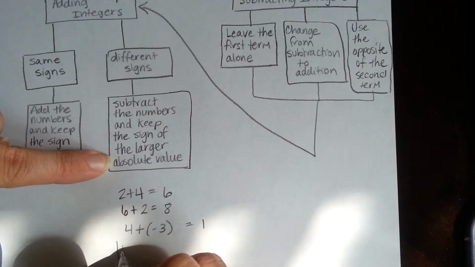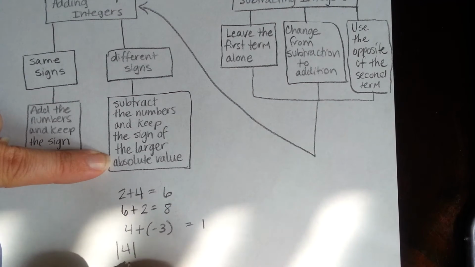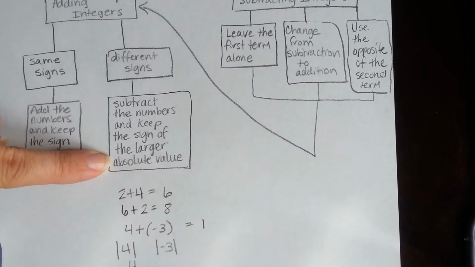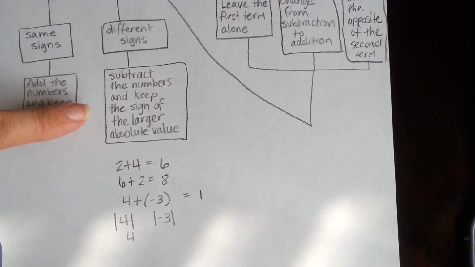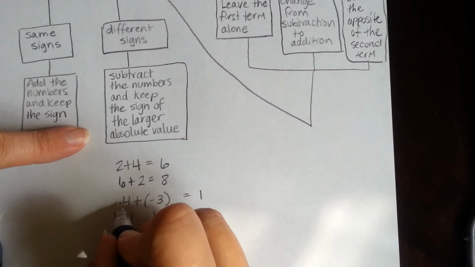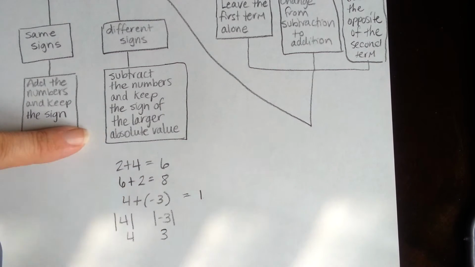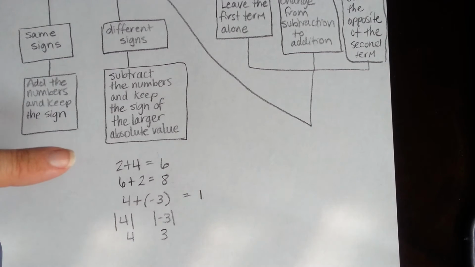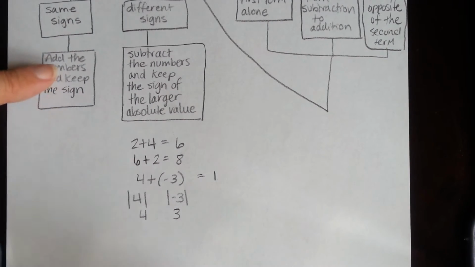So if I took the absolute value of 4, that means it's 4 away. If I took the absolute value of negative 3, that means it's 3 away from 0. Which one's larger, 4 or 3? The 4. Since it has a positive sign, we would end up with a positive 1. We'll look at another one of those.